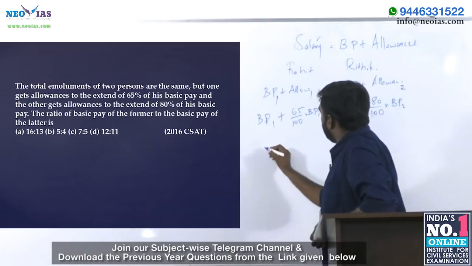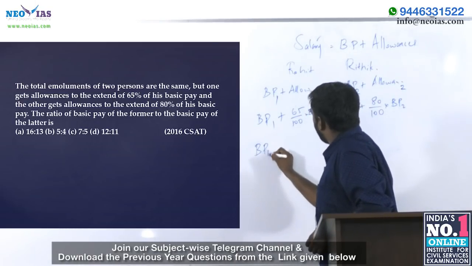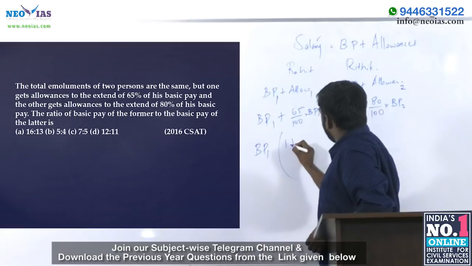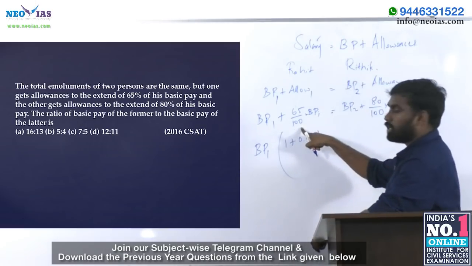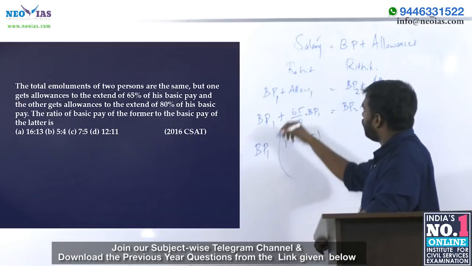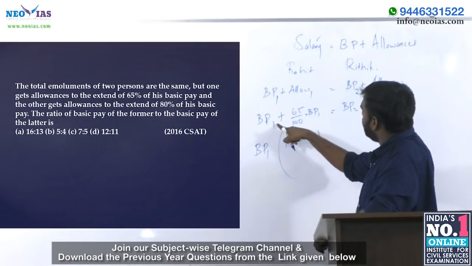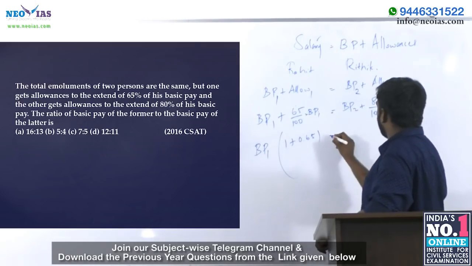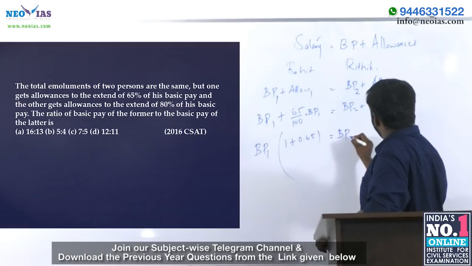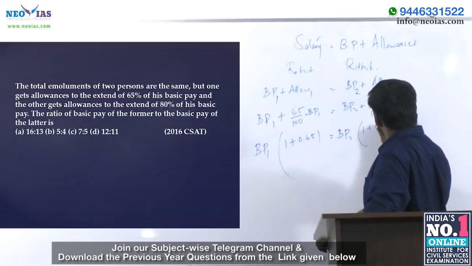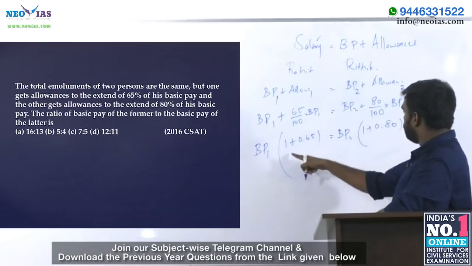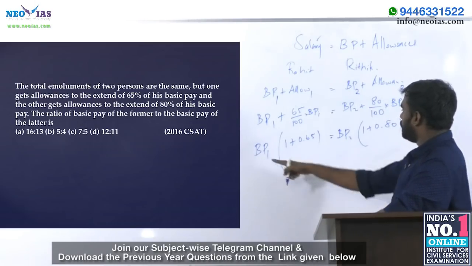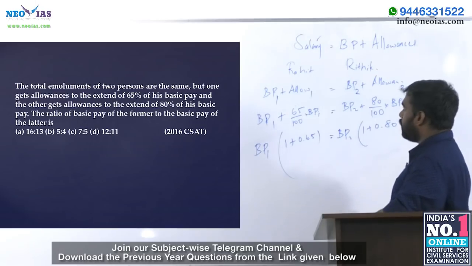What will we do? We will take out this basic pay 1 plus 0.65, right? 65 by 100 is 0.65. We are taking out BP1. The remaining will be 1 plus 0.65 equal to basic pay 2 into 1 plus 0.80. So this will be the ratio, this will be the relations. Now what will you do?